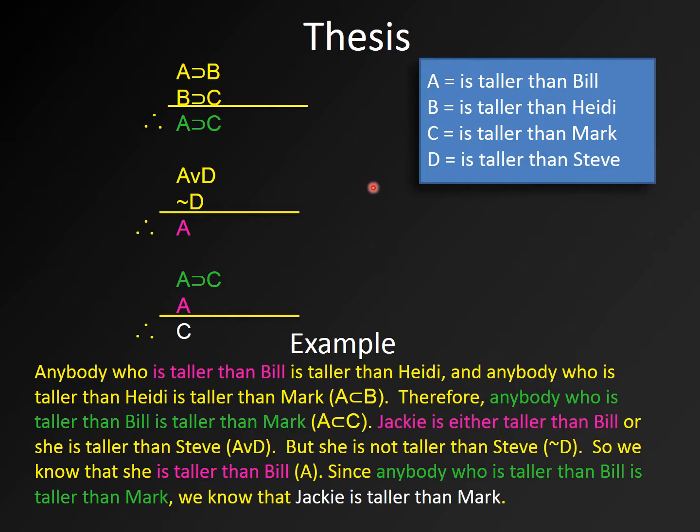Now we're on to this part. Jackie is either taller than Bill or she is taller than Steve. But she is not taller than Steve. So A or D, but not D. Therefore, we know she's taller than Bill. Therefore, we know A. Now we take these two premises. Since we know that she is taller than Bill, and since anybody who is taller than Bill is taller than Mark, from these two premises we know that Jackie is taller than Mark. That's our conclusion.